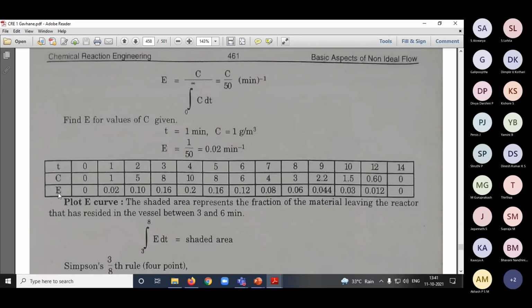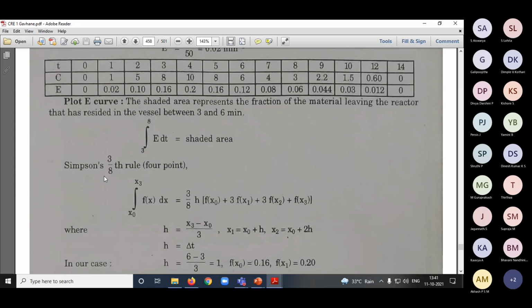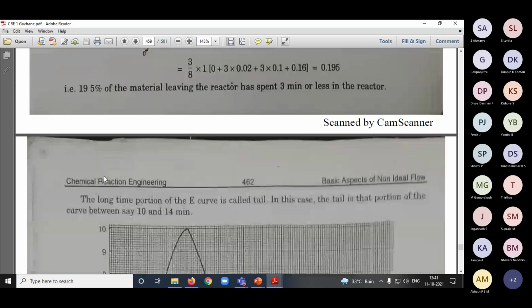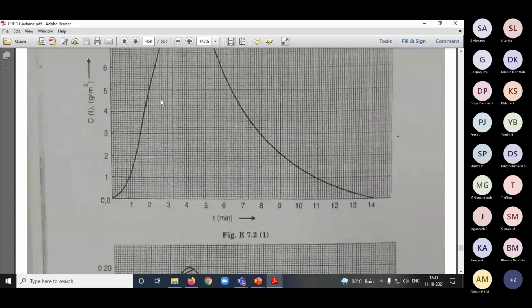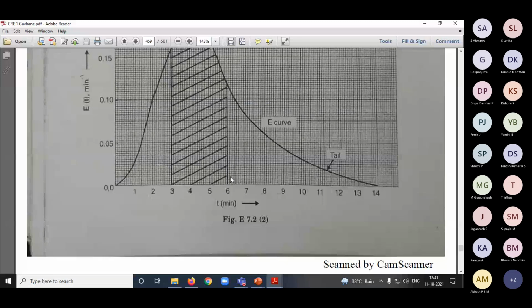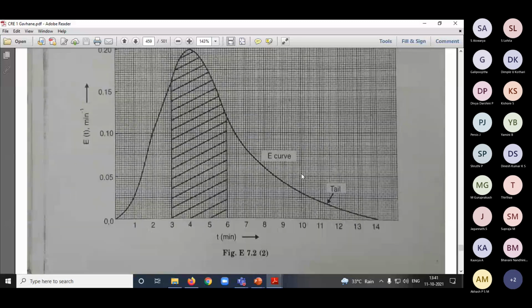So you calculate the E curve, plot the E curve. Now plotting this is the C curve, sorry. This is the E curve. Now what is it asking you? It is asking you how much of the fluid is staying between 3 and 6 minutes. So this shaded region is what you want.